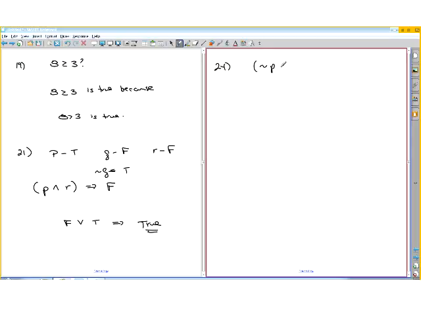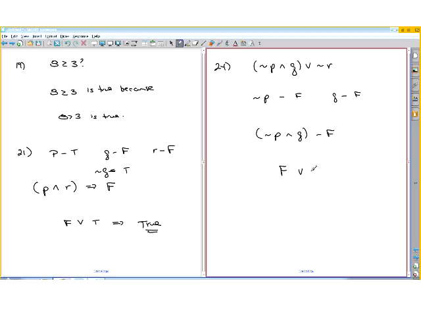Okay, 24. We have not P intersected with Q in union with not R. So again, not P is, well, P is true, so not P is false. Q is false. So if we do this, not P intersected with Q, because they're both false, because one is false, you have to have both true to be true. All other combinations are false. So this is going to be false.